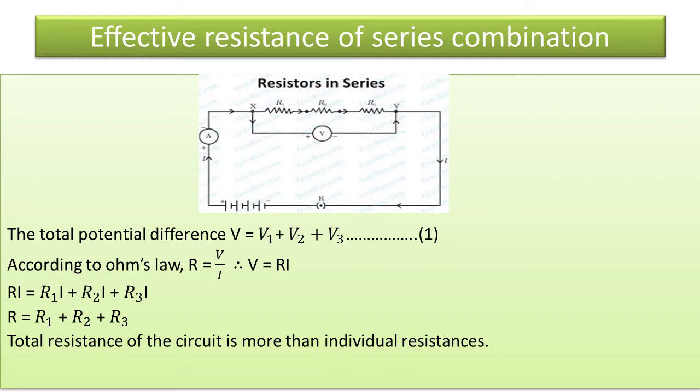Now let us take one example, or let us take one numerical value. If resistors of 1 ohm, 2 ohm and 3 ohm are connected in series, then total resistance of the circuit will be 1 plus 2 plus 3, that is 6 ohm. So this total resistance is more than the individual resistance of each resistor connected in series combination.